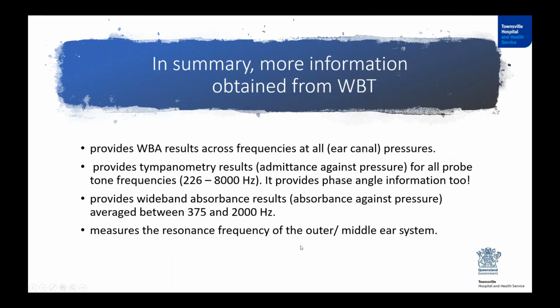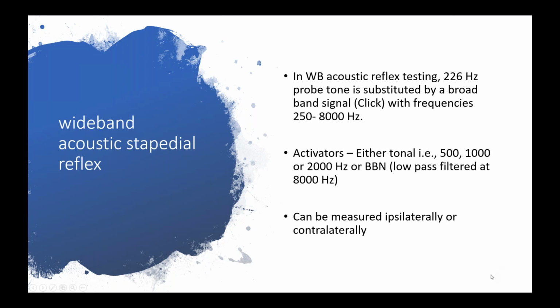So in summary, the wideband absorbance result gives you results across frequencies at various ear canal pressures. It provides tympanometry as well as additional information like phase angle and resonant frequencies. It provides a wideband absorbance result, which gives us absorbance versus pressure, and also the resonant frequency of the mid-layer as well. So that is the pressurized wideband absorbance, or wideband tympanometry. Let's look at the other measure that we can do, which is wideband acoustic stapedial reflex.